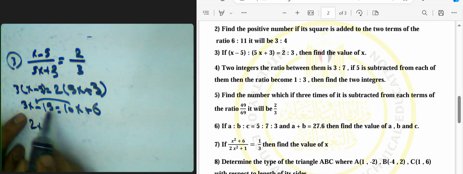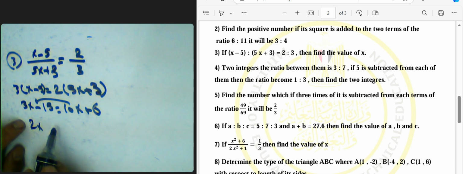Move the term from the right-hand side to the left-hand side and change the sign. And then write equal 6 plus 15. It will be what? It will be 21, okay?